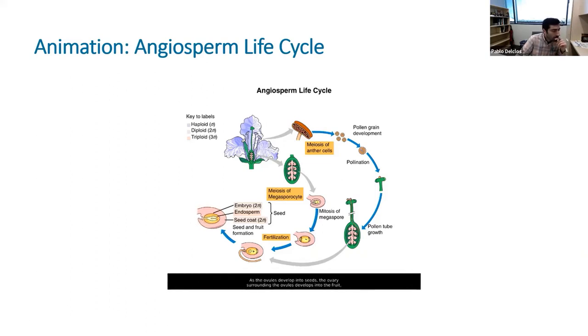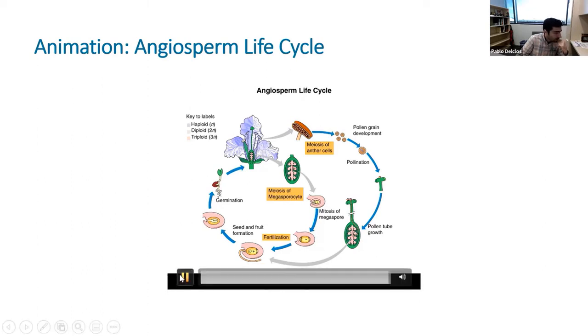As the ovules develop into seeds, the ovary surrounding the ovules develops into the fruit, which will protect and help disperse the seeds. The fruit falls to the ground and seeds germinate. A seedling uses the food stored in the endosperm and cotyledons to grow until it can begin photosynthesis. The young plant grows into a mature sporophyte that produces flowers, and the cycle continues.